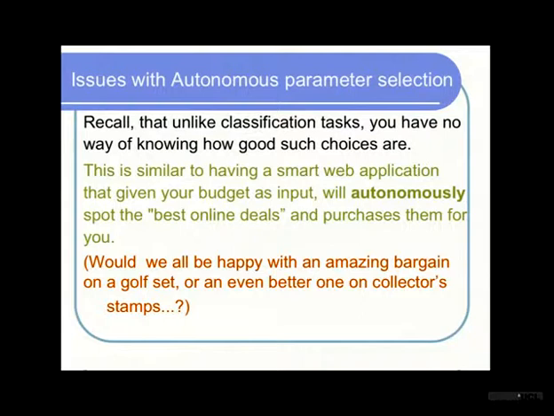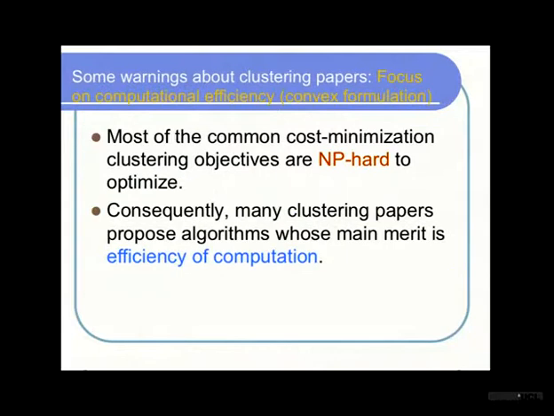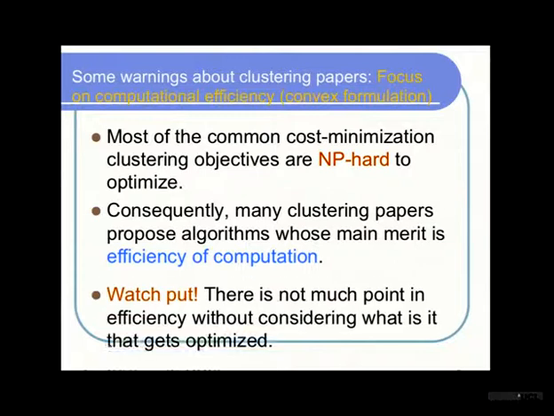And I think it is not, in principle, very different. And my last warning, or not, is the focus on computational complexity issues. Most of the common cost minimizing clusterings are NP hard to optimize, and therefore many clustering papers propose algorithms whose main merit is efficiency of computation. And that also should be taken with a grain of salt.